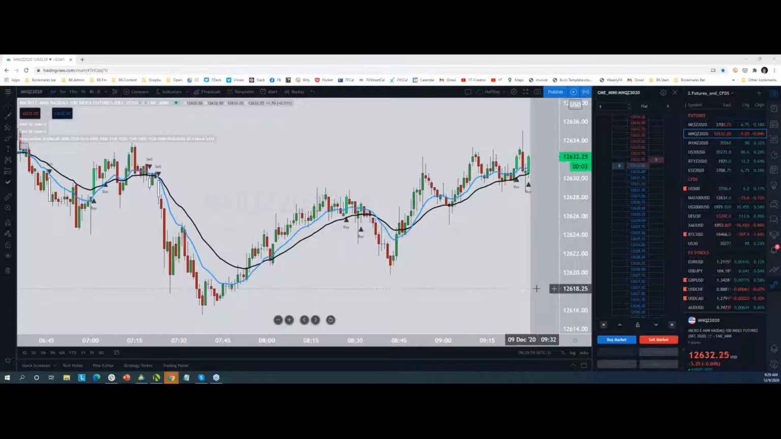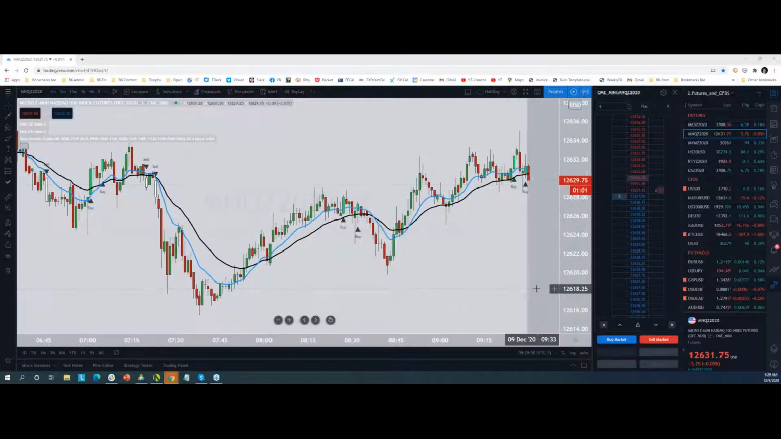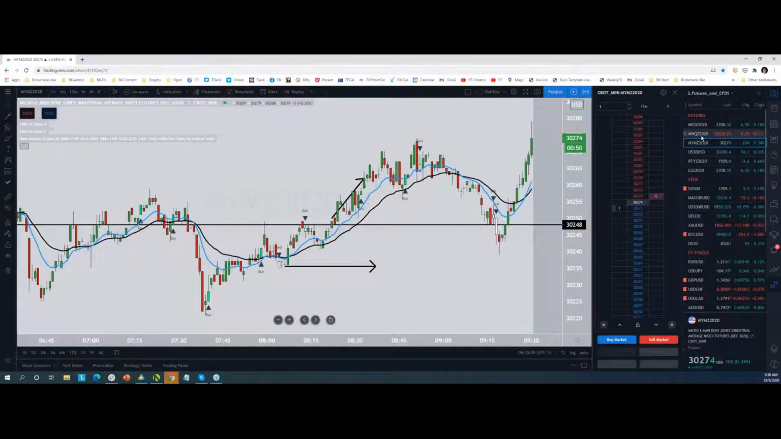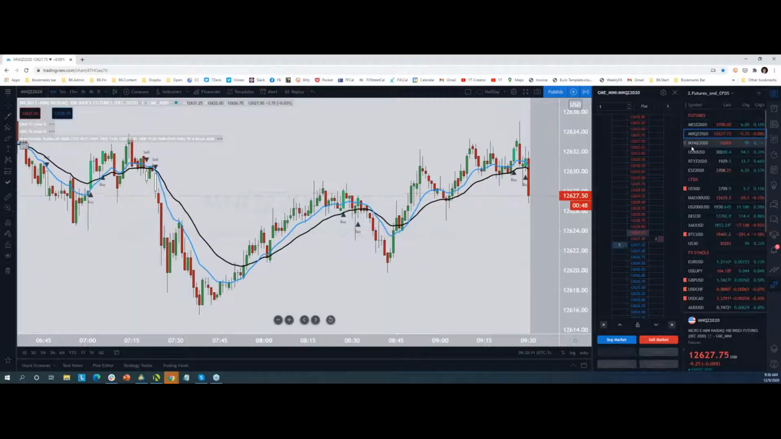Okay, 9:30 opens up. Market starts to move around. The Dow actually moves strongly up. So the NAS moves down. The Dow moves up. This is actually a failure of the buy. Very, very strong candle to the downside.